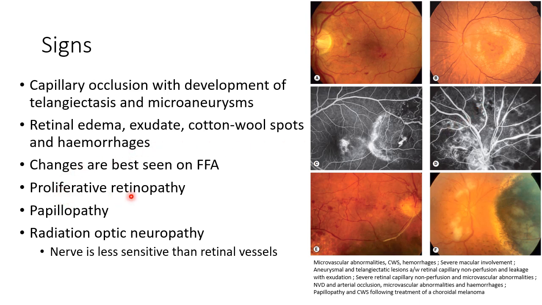There can be proliferative retinopathy. This picture shows a case of proliferative radiation retinopathy depicting neovascularization of disc and arterial occlusion associated with microvascular abnormalities and hemorrhages. There can be radiation papillopathy. This picture shows a case of papillopathy and cottonwool spots following treatment of a choroidal melanoma.